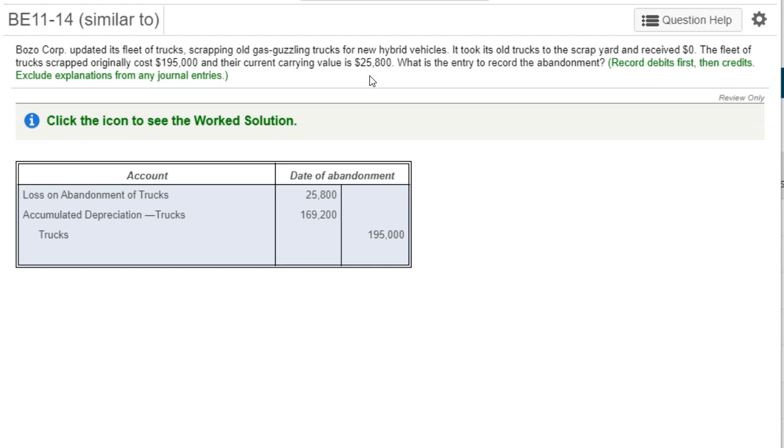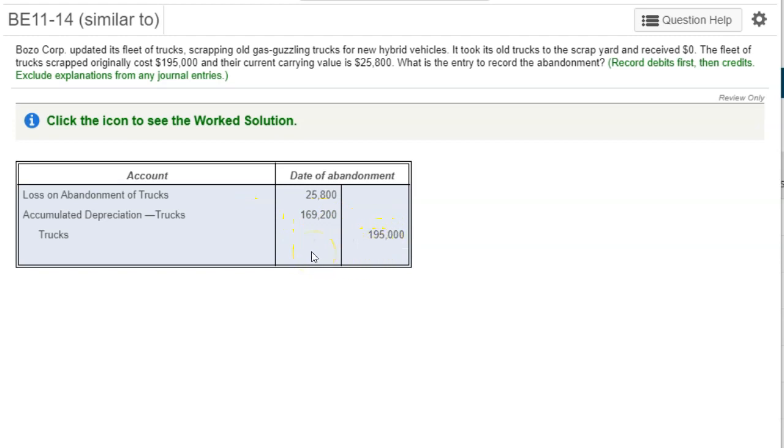So if cost minus accumulated is $25,800, then in order to find accumulated, we're just going to solve this problem, taking that 195, subtracting out the carrying value, and that'll give us our accumulated depreciation of 169,200. So it looks like they bought it for 195, and they depreciated up to 169,200. But it's gone now. So if we're going to get rid of these two accounts, we have to make debits equal credits.